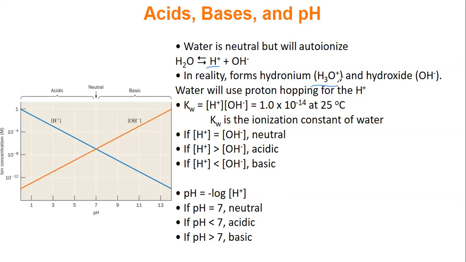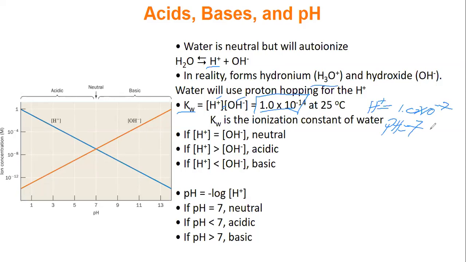Now there is an interesting phenomenon: the concentration of H plus and OH minus, when multiplied together, will always equal this constant called Kw, the ionization constant of water. At 25 C, this constant is 1.0 times 10 to the minus 14. If hydronium and OH minus are the same concentration, you can take the square root of your Kw, and you will find H plus equals 1.0 times 10 to the minus 7. And that is why we say pH is 7.